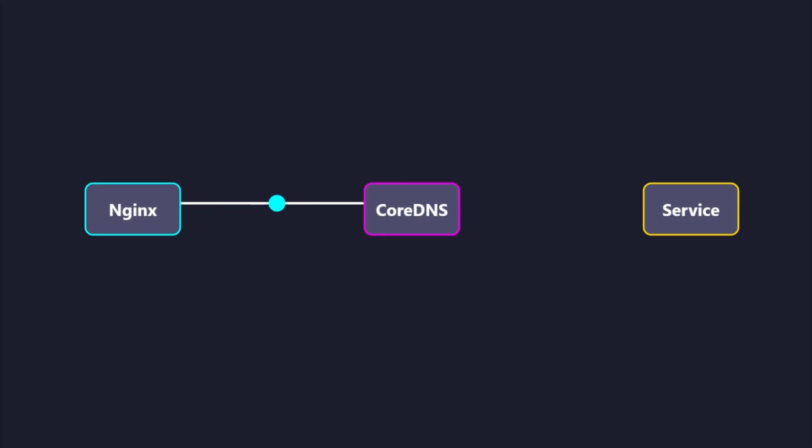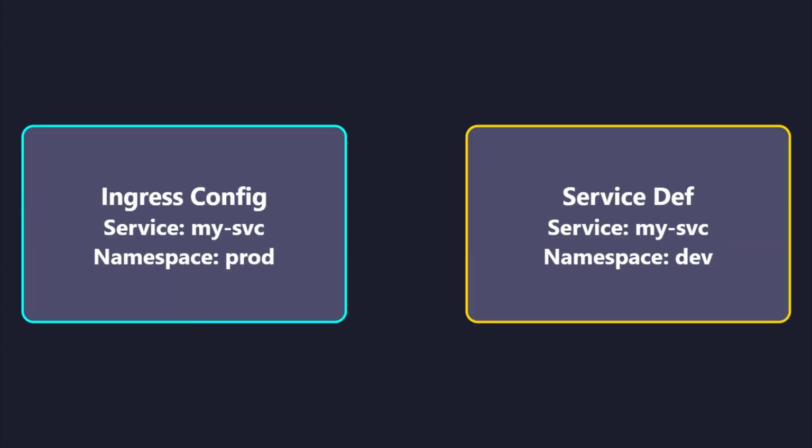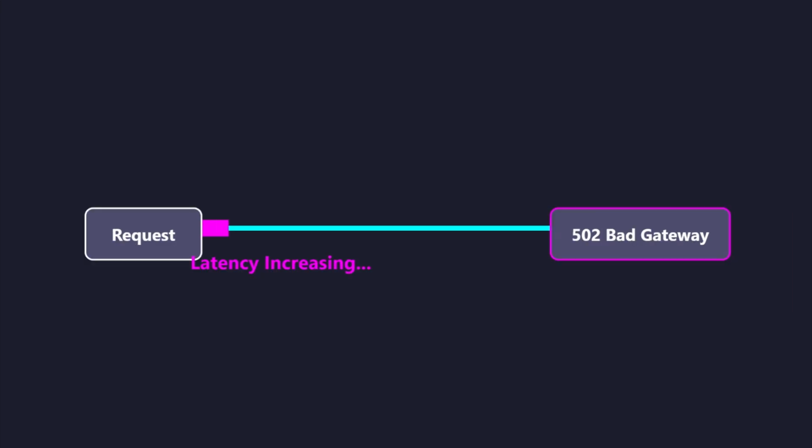Sometimes Nginx cannot resolve the service name through the cluster Domain Name System. Check the CoreDNS logs for errors and ensure the service name and namespace in your ingress matches the actual deployment. Domain Name System latency can also trigger intermittent 502 responses.